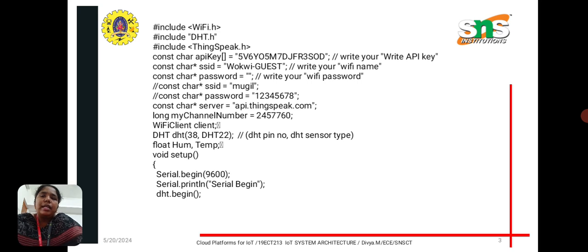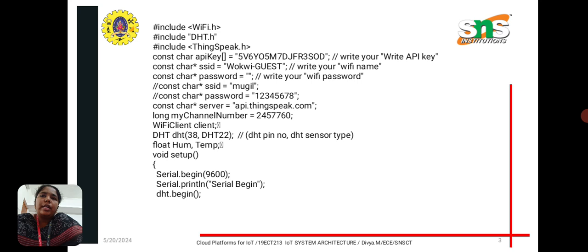After creating the account, first we have to identify the components required for creating this project. The first one is an Arduino board, a Wi-Fi module board, and a sensor board. Arduino boards like UNO, Mega, Nano, and Wi-Fi modules like ESP8266 and ESP32. Sensor modules like DHT sensors, DHT11 or DHT22, for temperature and humidity.